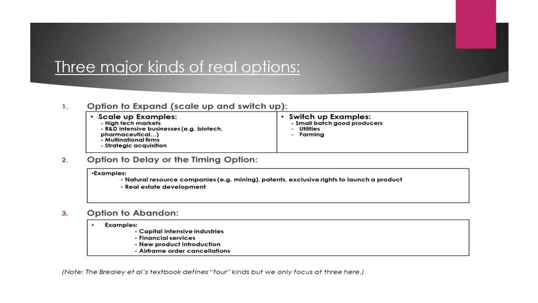Third type is the option to abandon. This is a type of option where we shut down or shrink or liquidate the projects. Shut down or shrink when liquidation or quitting is more favorable for the firm's value. And some of the examples which you can see on the slides could be capital intensive industries, financial services, new product introduction, airframe order cancellations.